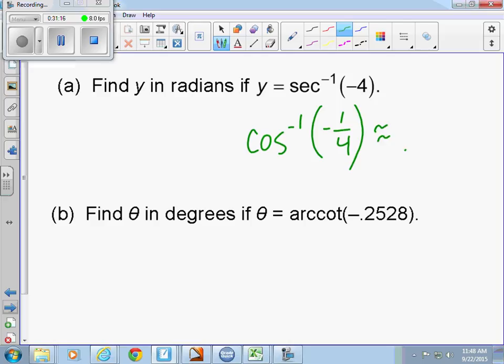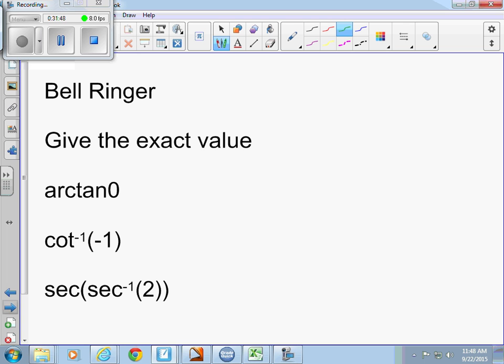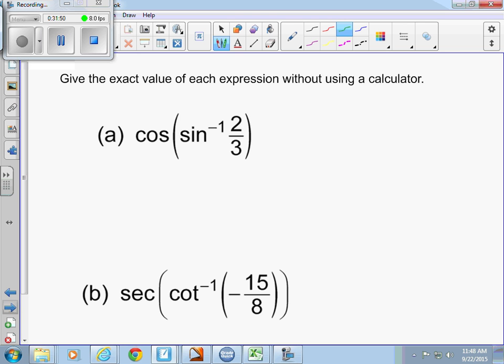1.823. 1.8. Which is a radian value. It is bigger than pi over 2. It should be because it's in the second quadrant. Any questions? I'm going to save this one for tomorrow. I want to spend some time on it, so we'll work it out tomorrow.